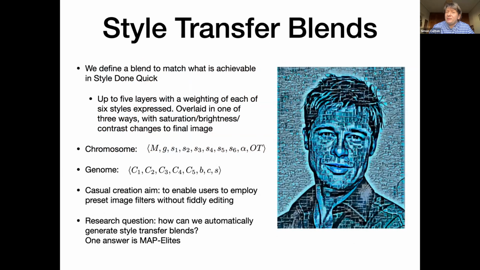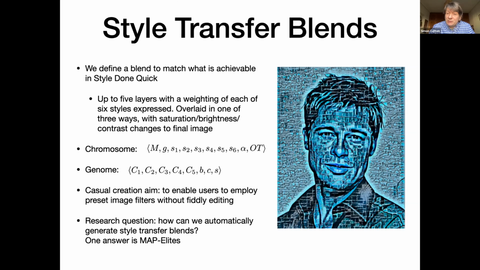So this brings us to the situation where we can describe a style transfer blend as basically what is achievable in the Style Done Quick app. So up to 5 layers with a weighting of each of 6 styles in each layer expressed, overlaid in 3 ways with saturation, brightness, and contrast changes to the final image for the purpose of this paper.